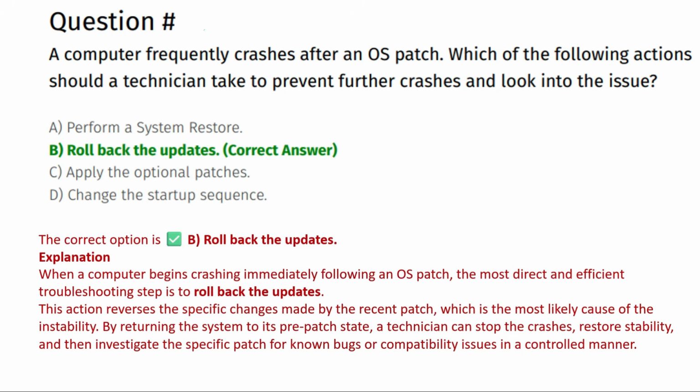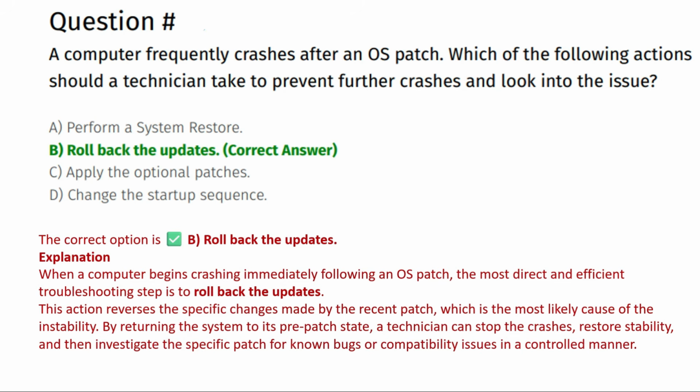So let's check the explanation. When a computer begins crashing immediately following an OS patch, the most direct and efficient troubleshooting step is to roll back the updates. This action reverses the specific changes made by the recent patch, which is the most likely cause of the instability. By returning the system to its pre-patch state, a technician can stop the crashes, restore stability, and then investigate the specific patch for known bugs or compatibility issues in a controlled manner.